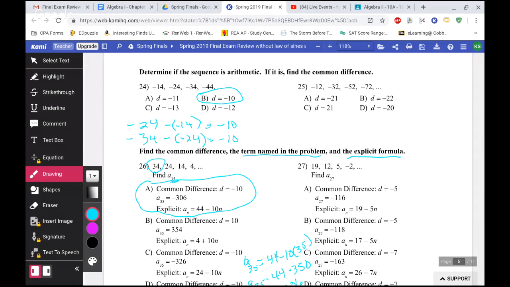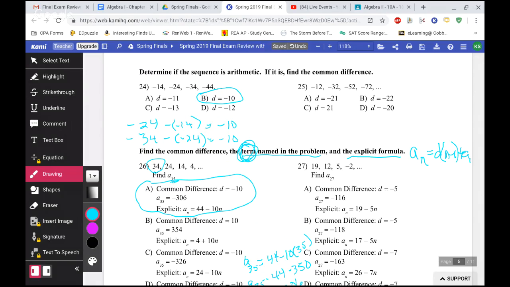For number 26 and 27, when it's asked to find the common difference, a specific term in the problem, and the explicit formula, then you're going to know that's going to be an arithmetic sequence. That word term is going to be the key thing. So you're going to be looking for a sub n equals something that has the d times n minus 1 plus a1.